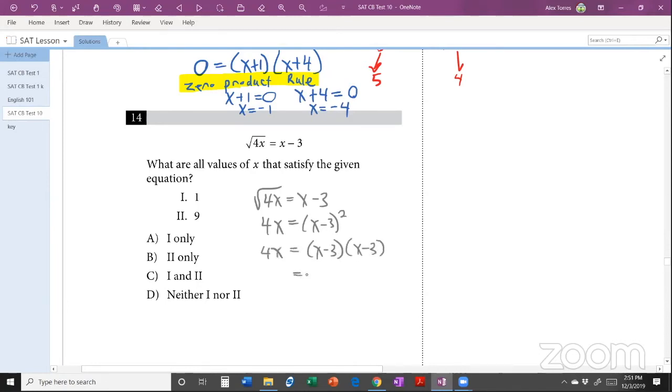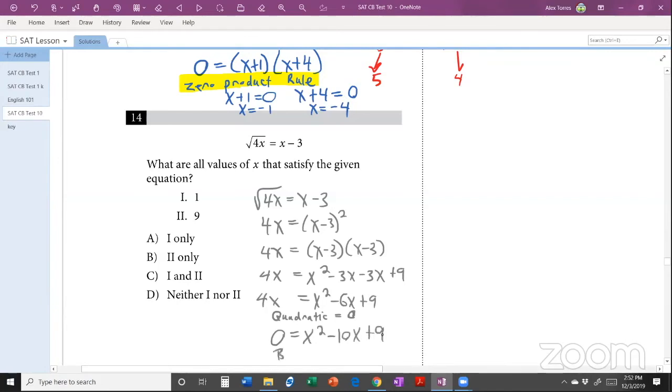We can FOIL this, x squared minus 3x minus 3x plus 9. Combine like terms, x squared minus 6x plus 9. Now, this is a quadratic, so we remind ourselves that a quadratic has to equal 0. So we're going to go ahead and take this and set it equal to 0 by subtracting 4x from both sides. 0 equals x squared minus 10x plus 9.